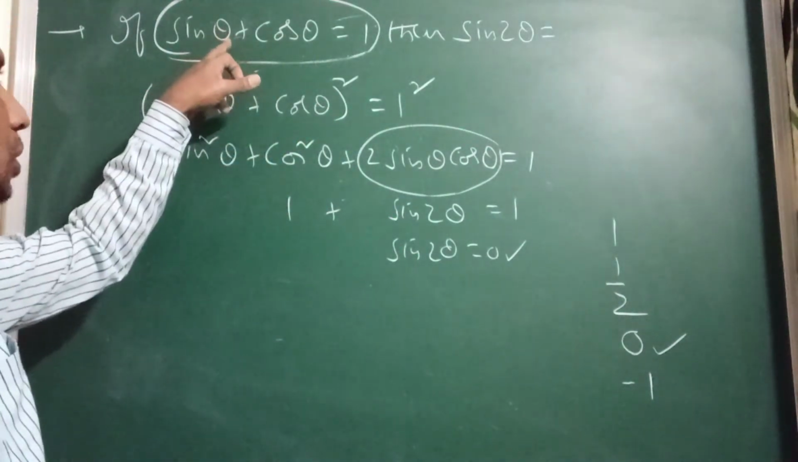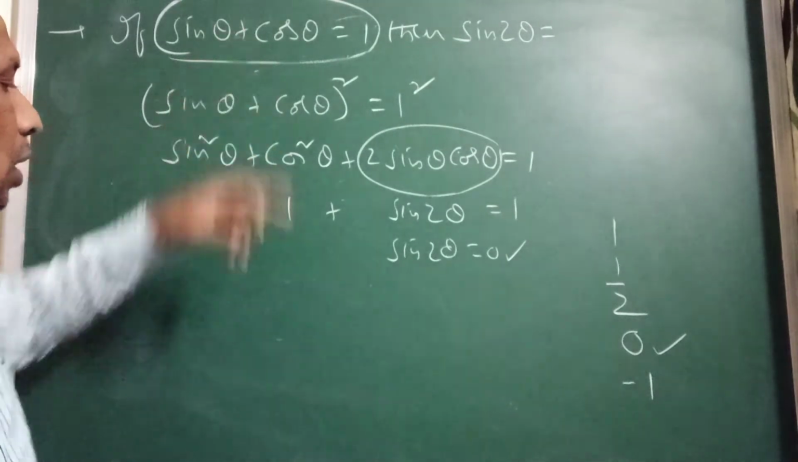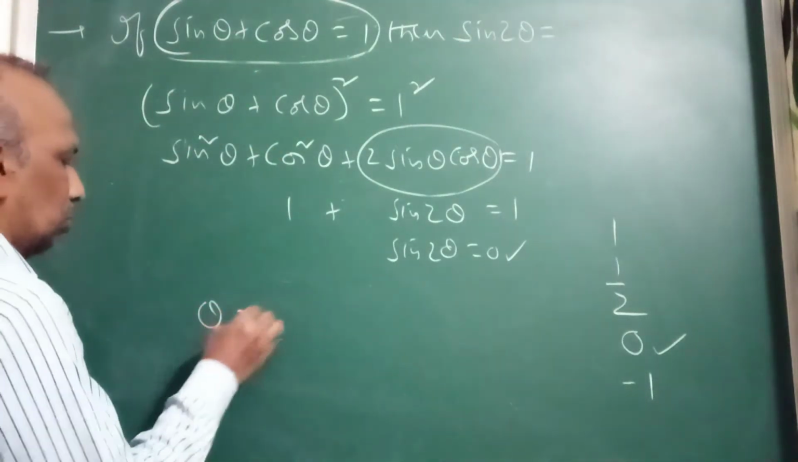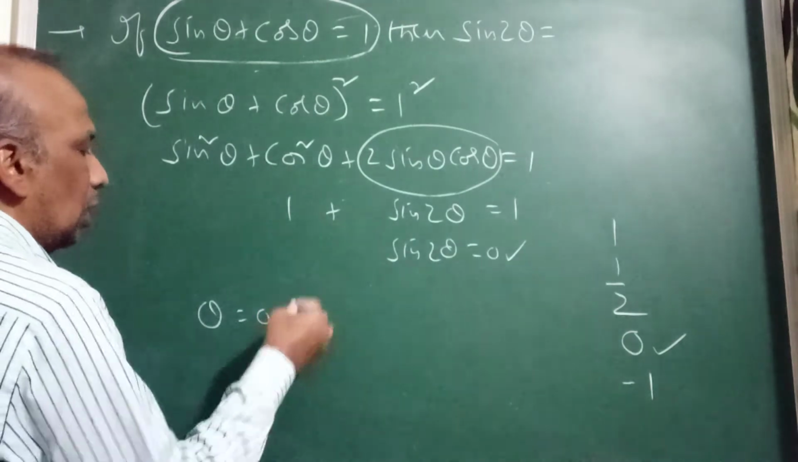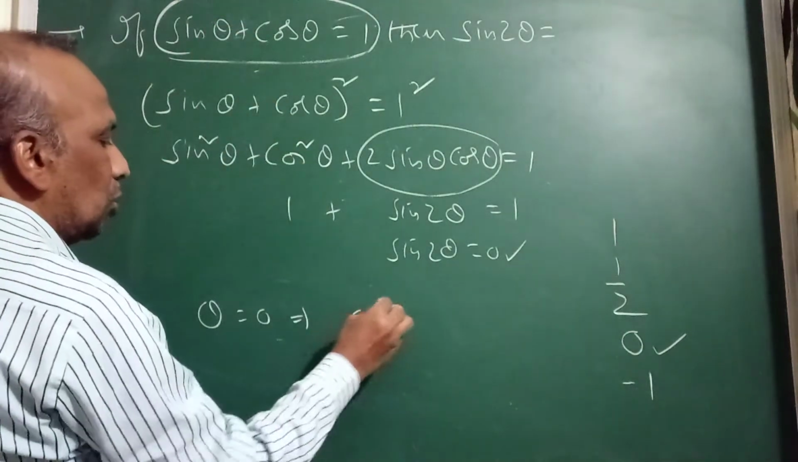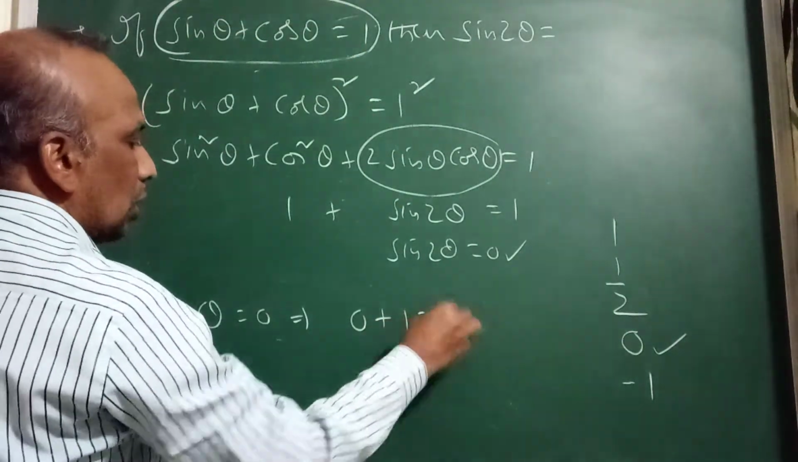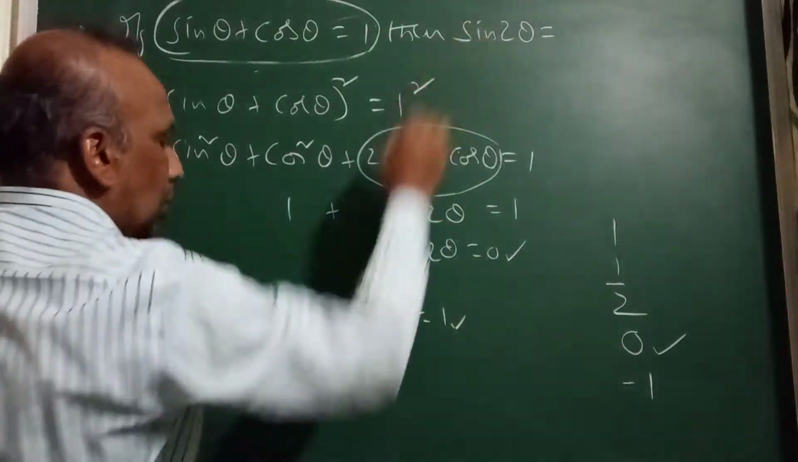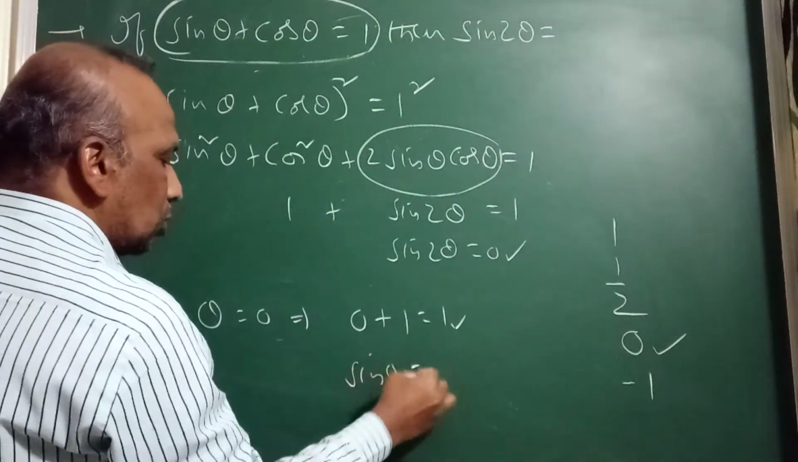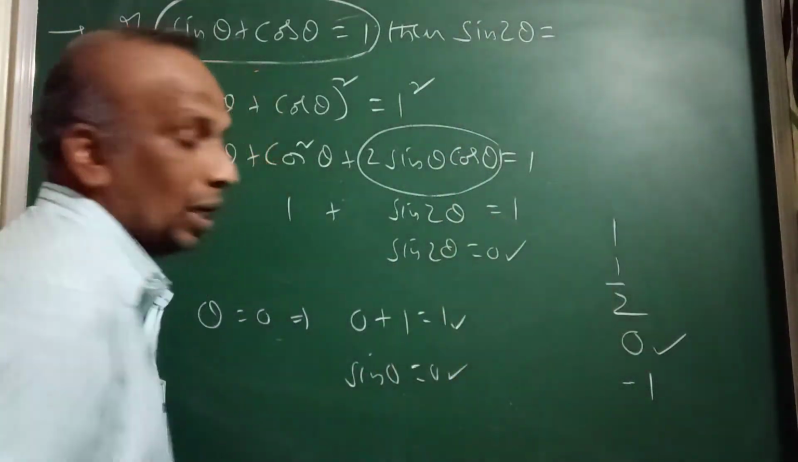Put theta equal to 0. Suppose you take theta equal to 0 radians. Sin 0 is 0, cos 0 is 1, satisfying this. So you can substitute 0 here: sin 0 is 0, so the answer is 0. I can mark like this also.